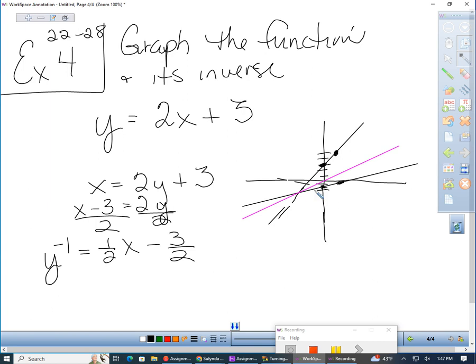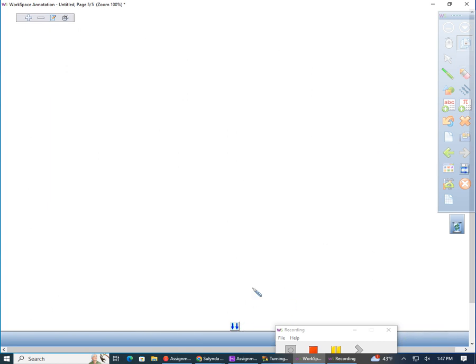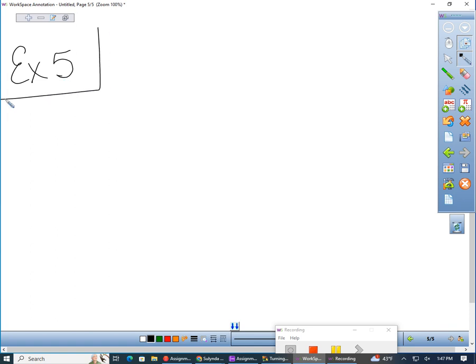All right, let's try another one. Let's go example number 5. Okay, example number 5. 30 through 34. We are going to find the inverse.